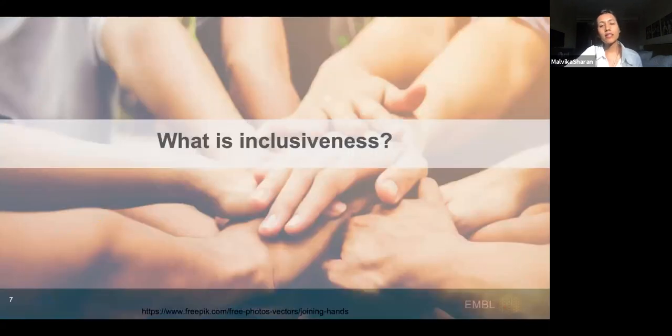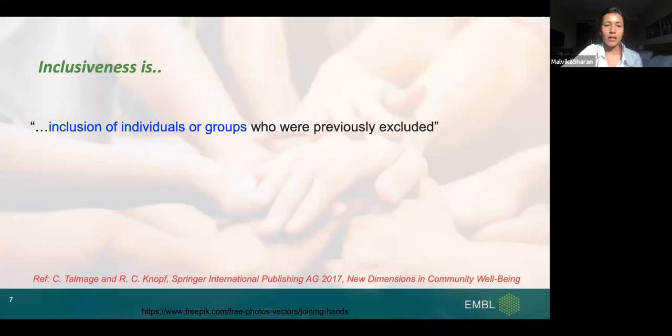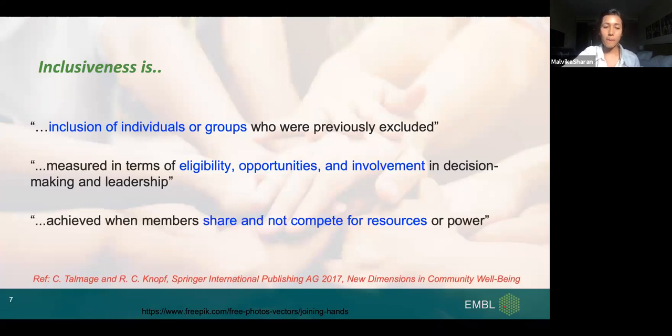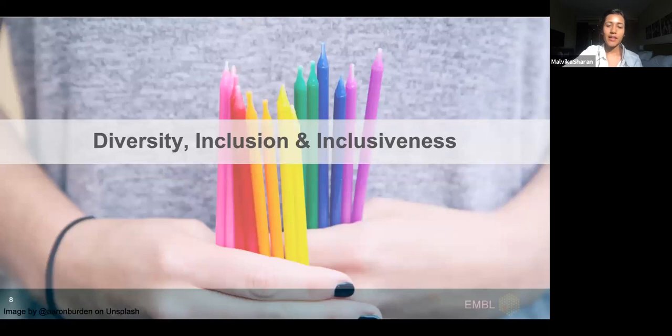So where does inclusiveness fit in here? Inclusiveness stands for inclusion of individuals or groups who were previously excluded. It is measured in terms of eligibility, opportunity, and involvement at the leadership level. And it is achieved when members are not competing for resources or power, but supporting each other. I understand a lot of you have heard a lot about diversity and inclusion, and inclusiveness might be something on top. I'll tell you why I actually use it, but before that, some jargon busting.